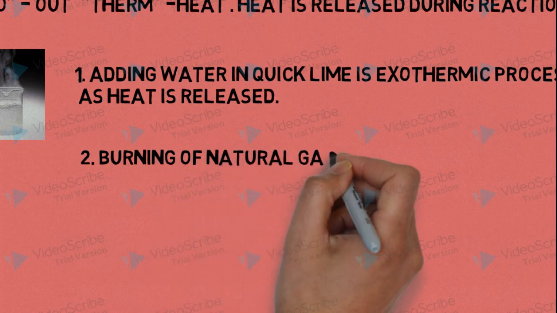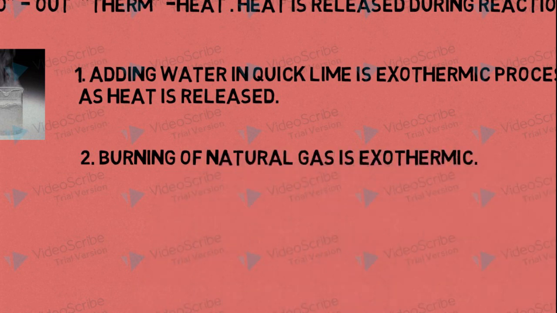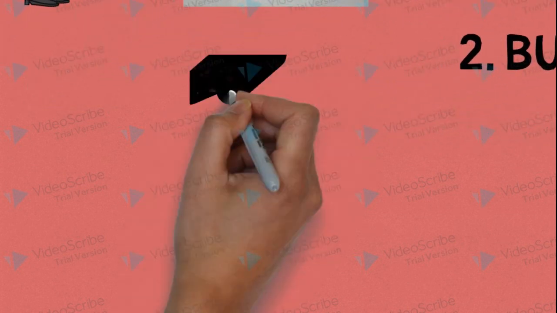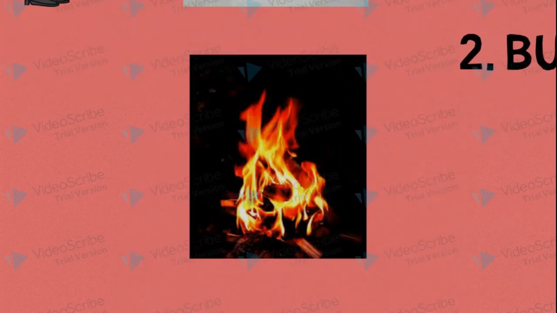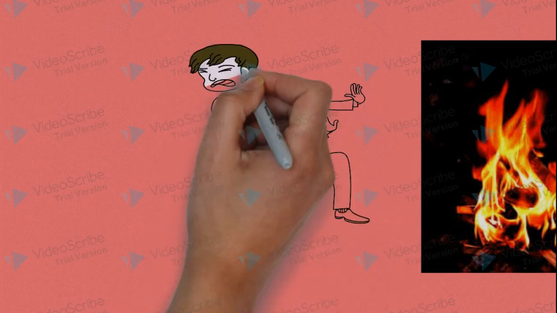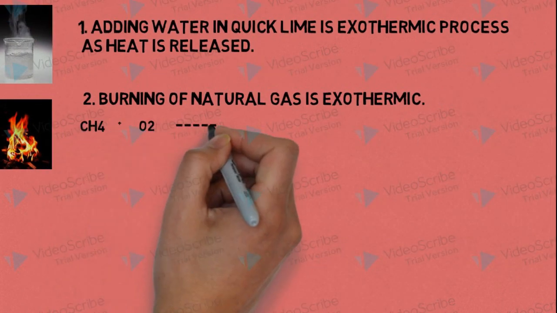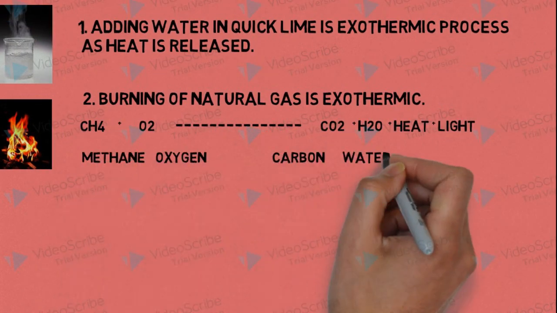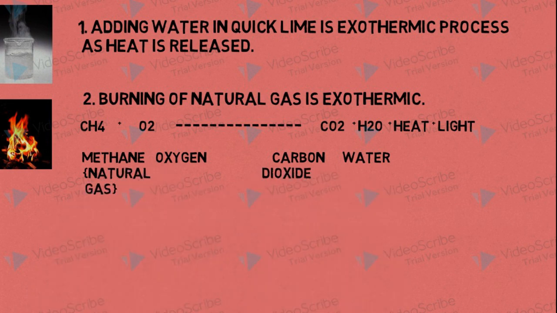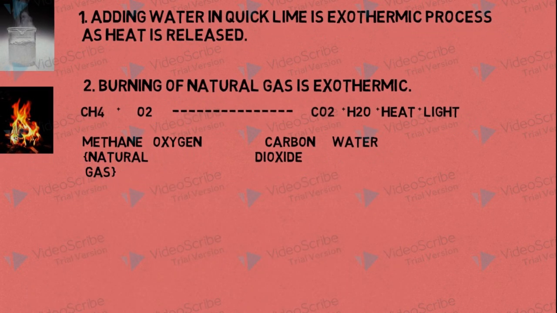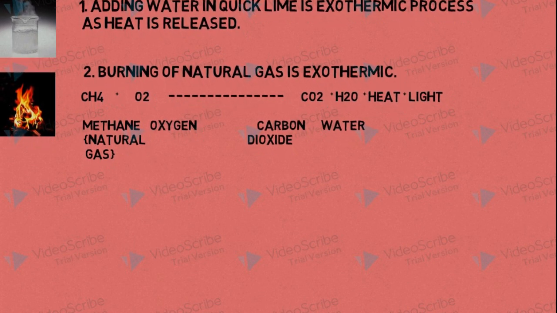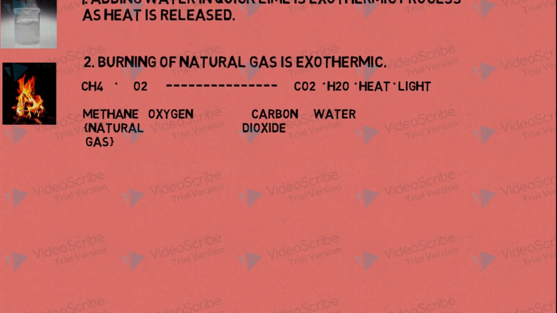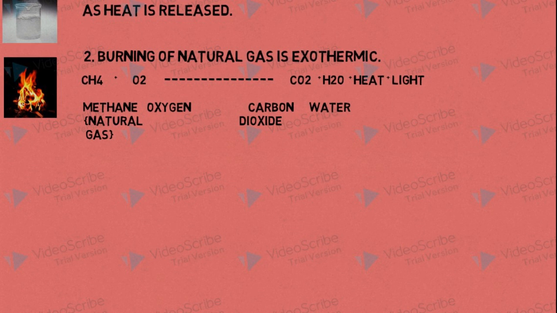as heat is released here. Burning of natural gas is an exothermic process. When you burn any natural gas like methane, a large amount of heat is released. If heat is released out, again we call such process an exothermic one. The formula for methane is CH4. When you burn it in presence of oxygen, carbon dioxide, water and heat plus light is obtained. This heat liberation is indicating that it is an exothermic reaction.